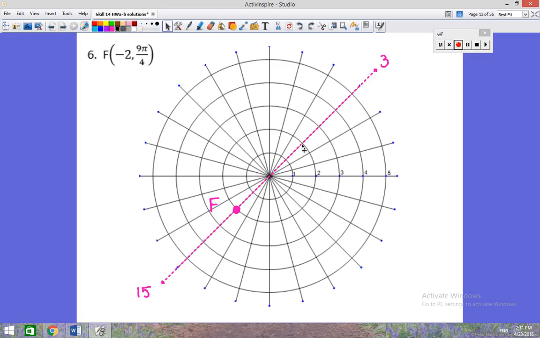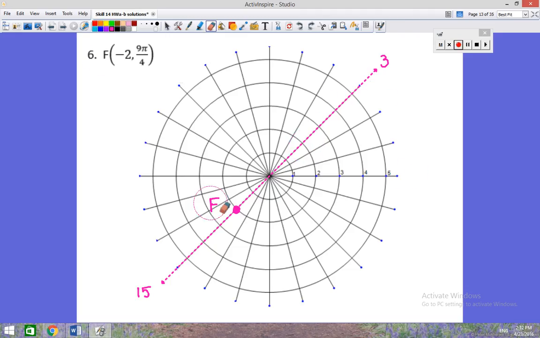I can't mark this radius. This would be 2, comma 9 pi over 4 right here. You can't mark your point there because of the negative r. When we determine that we're going to use that ray to go in a negative distance, you go opposite that, and that takes care of the negative sign there.